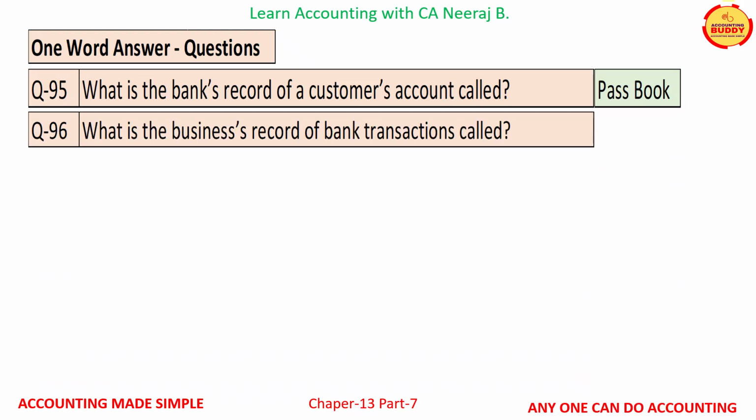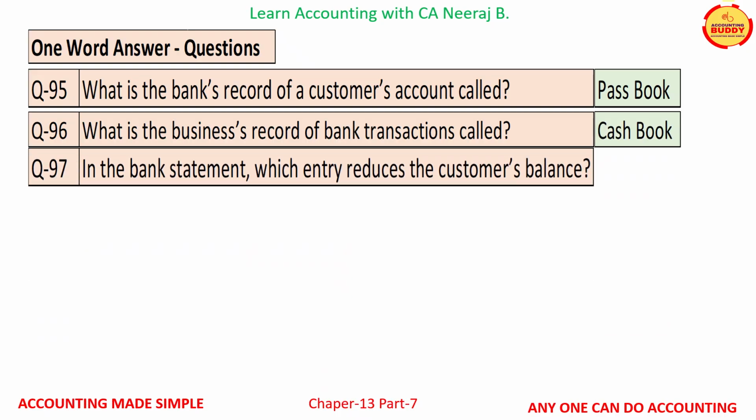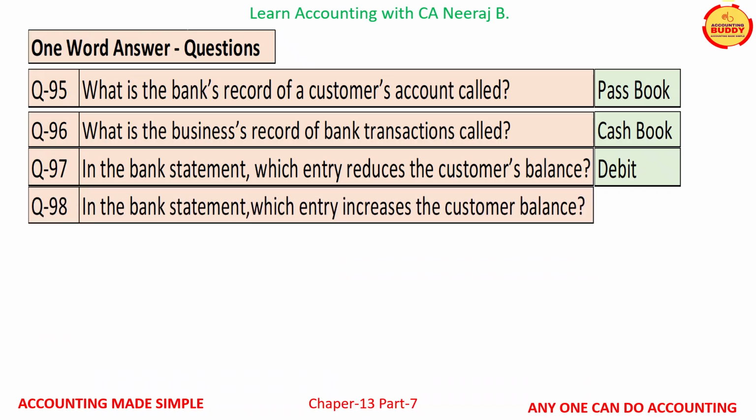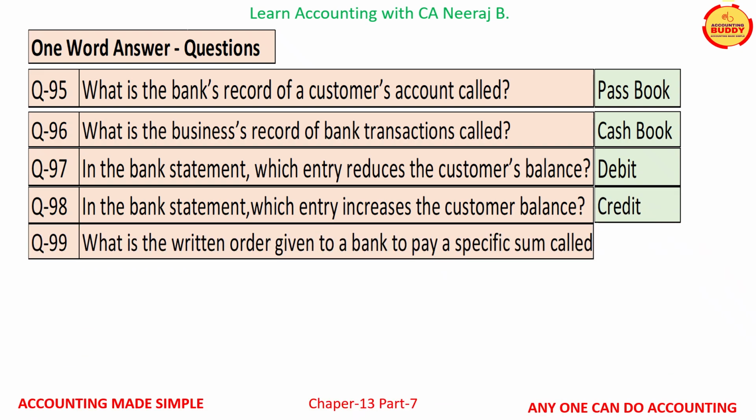Question number 96: what is the bank's record of bank transactions called? The correct answer is cash book. Question number 97: in the bank statement, which entry reduces the customer's balance? The correct answer is debit entry. Question number 98: in the bank statement, which entry increases the customer balance? The correct answer is credit entry. Question number 99: what is the written order given to a bank to pay a specific sum called? The correct answer is check.